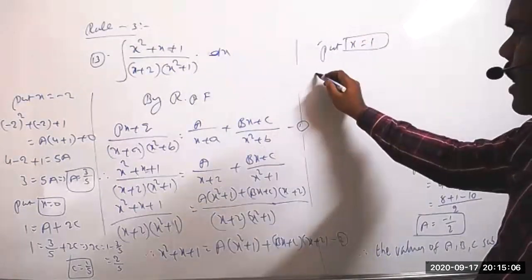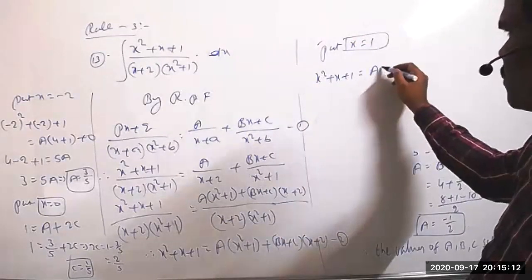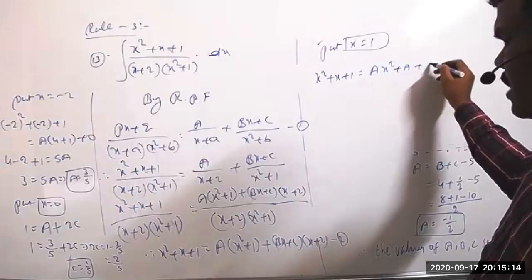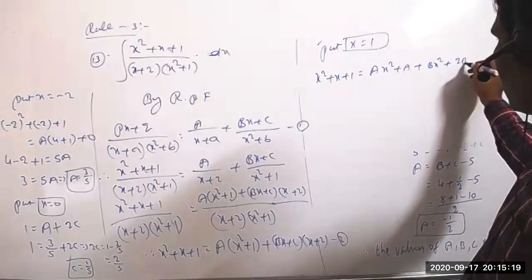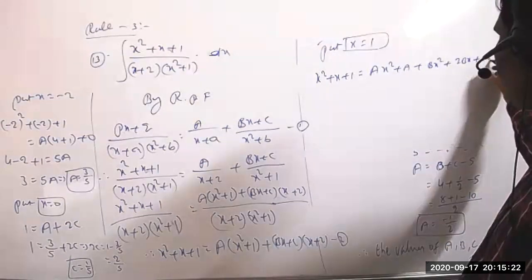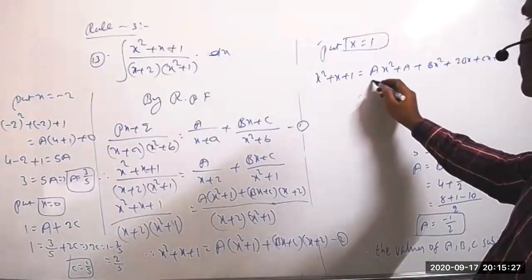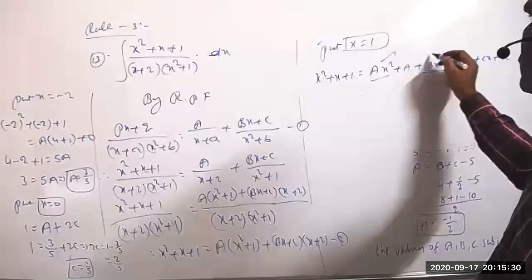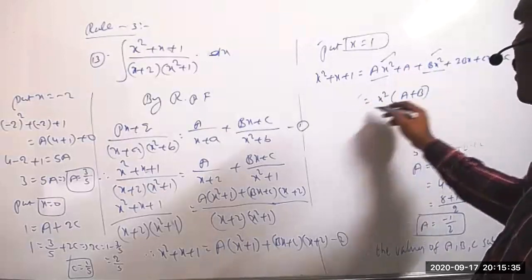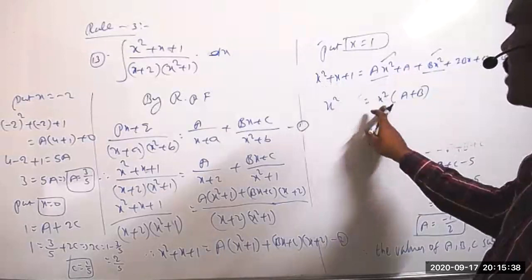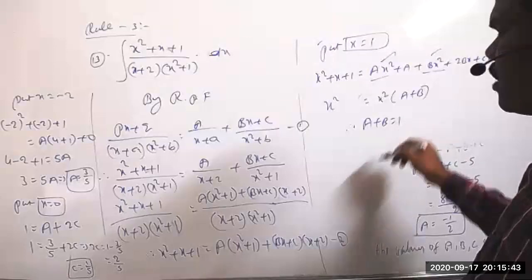But I am comparing both sides now. X square plus x plus 1 is equal to, you can now multiply these two: ax square plus 2a plus bx square plus 2bx plus cx plus 2c. But here all the terms are not required for us. We require only the x square terms. So from these two terms, taking x square common, we get x square into a plus b. On this side we have x square. Comparing both sides, a plus b equal to 1.